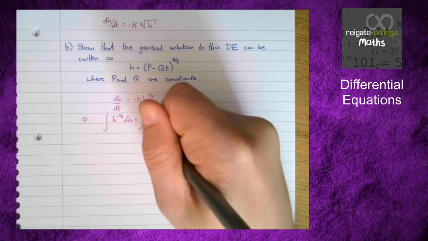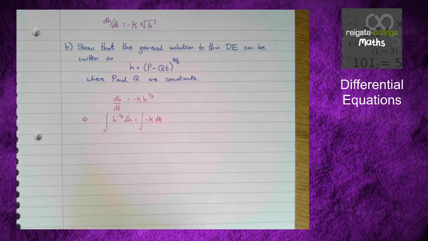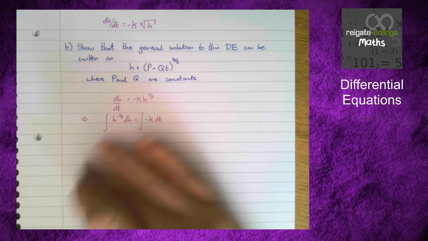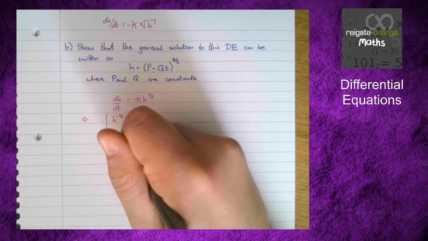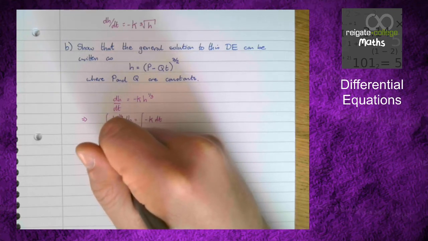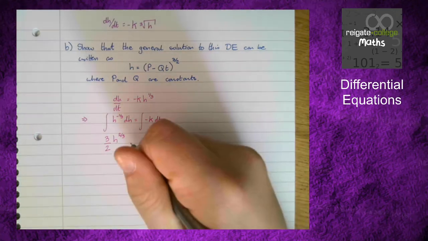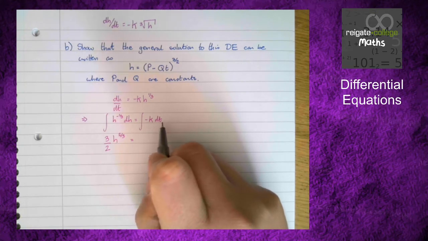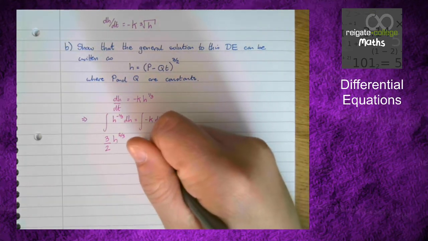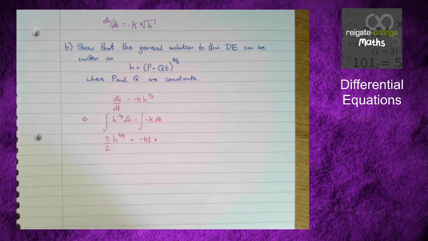Then we're going to integrate minus k with respect to t. Integrating as normal, we increase the power by 1 and then divide by the new power. So on the left hand side, that integration is relatively straightforward. k is a number, so when we integrate a number, we just stick our variable next to it. So we've got minus kt plus a constant.